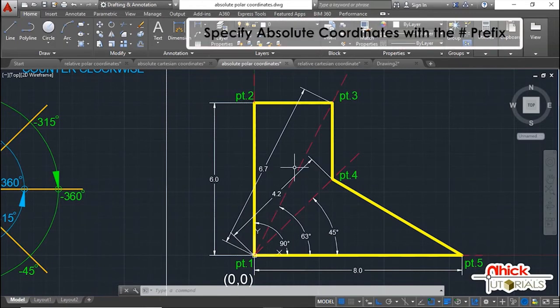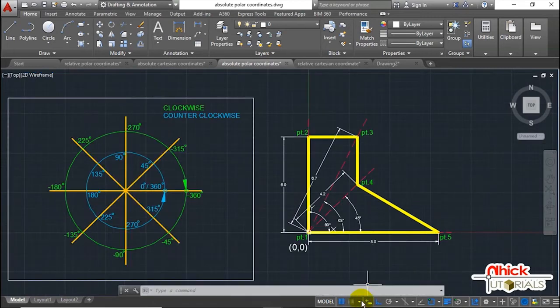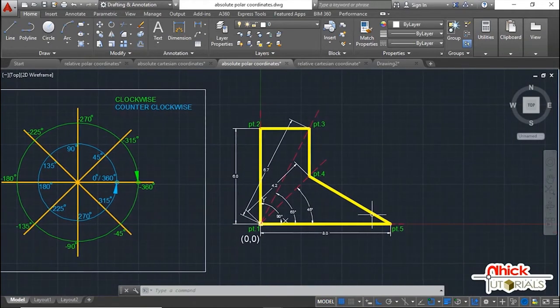With dynamic input, you specify absolute coordinates with the hashtag or number sign prefix. If you enter coordinates on the command line instead of in the tooltip, the number sign or the hashtag prefix is not used, at para maging safe tayo in attaining the exact location, you can turn off the dynamic input in the status bar or just press the F12 key to turn it off.